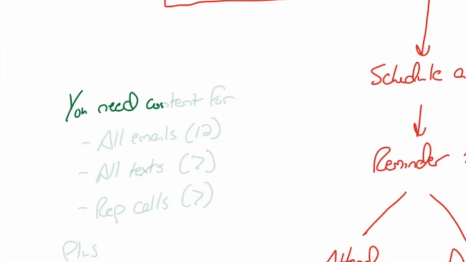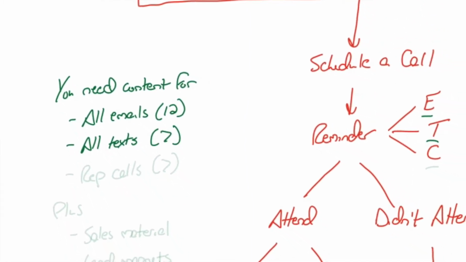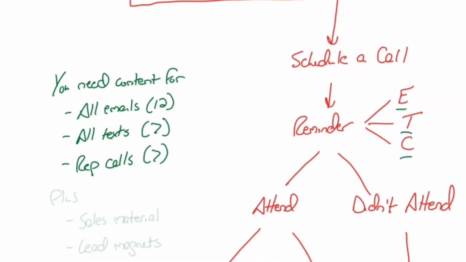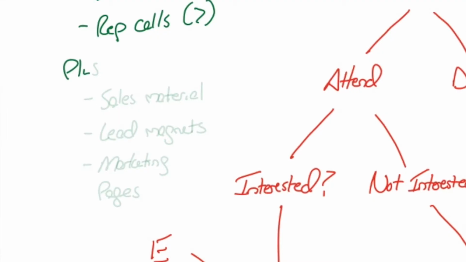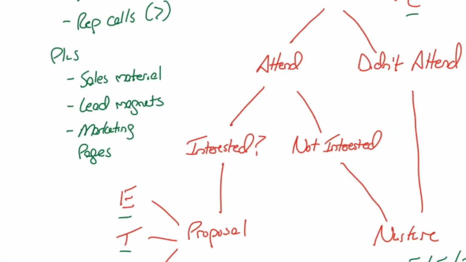So what ends up happening is, to get all this done, you need a lot of content. You need a lot of email. In this particular layout, you need 12 emails. You need 7 text messages. You need 7 calls from a sales rep. Plus, you need the sales material, you need the lead magnets, you need the marketing, you need the pages.